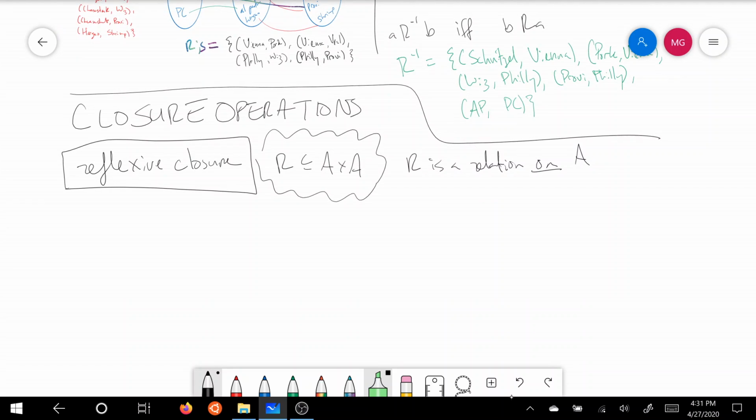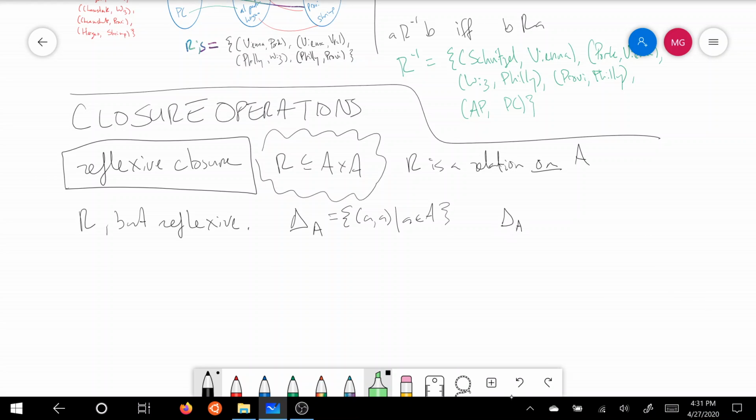Okay, so the reflexive closure is going to say R but reflexive, right? That's what closure means, right? The foo closure of R is R but foo. So to do this, I'm just going to define a special set. Delta A is equal to the set of (a, a) for all a in the set A.